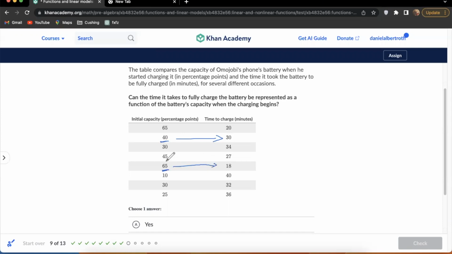The problem here is this one starts at 65 and it takes 18 minutes, but here it starts at 65 and it takes 20 minutes. So it seems inconsistent. If you know the battery percentage, that doesn't guarantee you know how much time it's going to take to charge. That means that the charging time is not a function of the initial capacity, because knowing the initial capacity does not guarantee you know how much time it takes to charge. You can see that here with the 65. Just because you know it's 65%, that doesn't guarantee you know how much time it takes to charge, because one time it took 20 and one time it took 18.